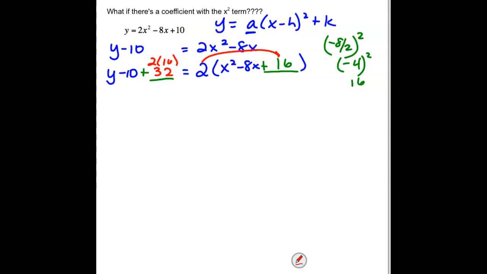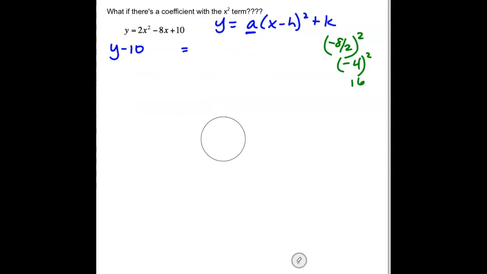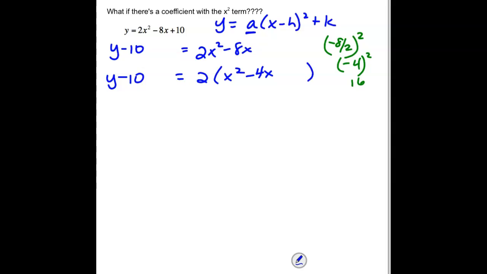All right, completing this, we have y plus 22 on the left side. On the right side, it factored down, I'm sorry, I see my mistake here. I didn't cut the 8 in half. All right, let's go back and try this again. Okay, so we said we were going to factor a 2 out of the x squared minus 8x piece. So this should have been a 4x. I apologize for that.